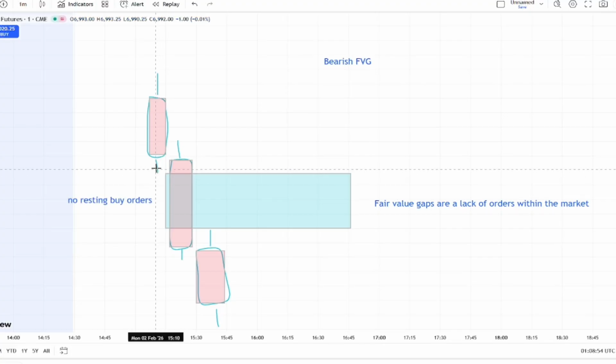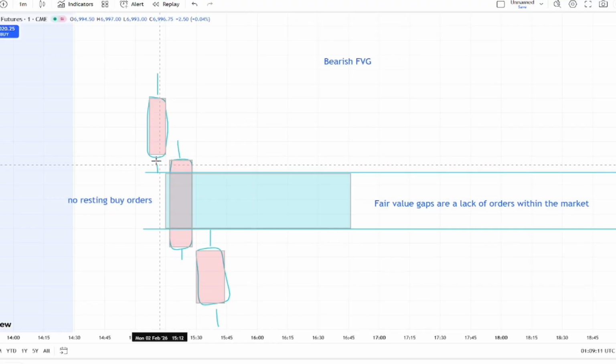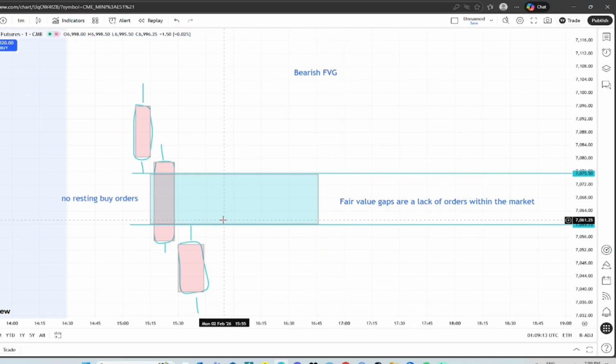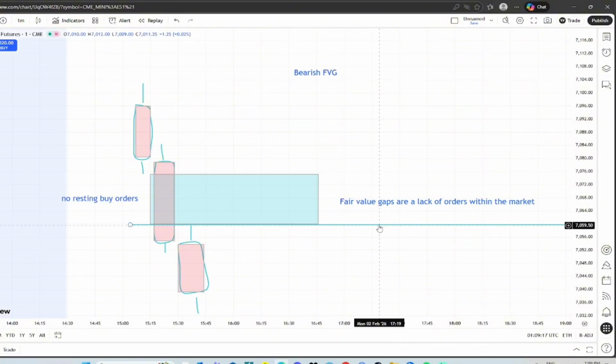So here we have the first one. You can see the wick coming down here, and then the third one's here. The fair value gap would be in between this space. It would be from this area to this area. That's the gap because that's where the wicks are from the first and third candlestick. That's what the gap is. That's what the fair value gap is.